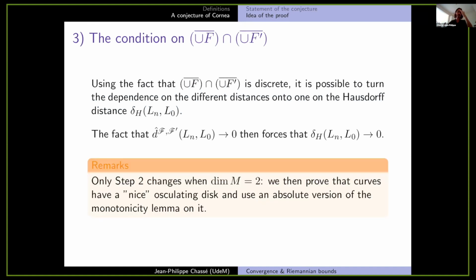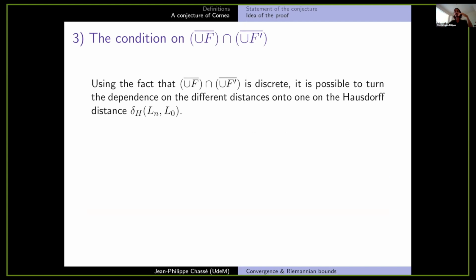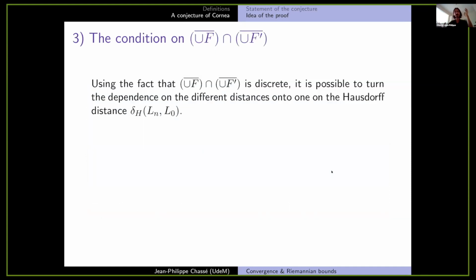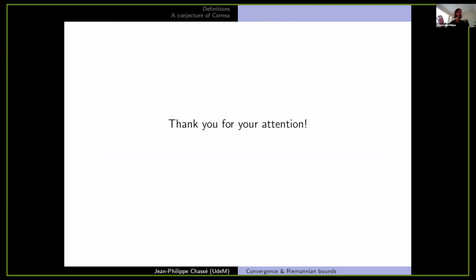And yeah, just finishing, in dimension 2, you can do a trick which allows you to use a better version of the monotonicity lemma, which does not depend on epsilon. And that's why in dimension 2, you can get rid of the epsilon. So I think that's going to be all. I'm a bit over 20 minutes, sorry.